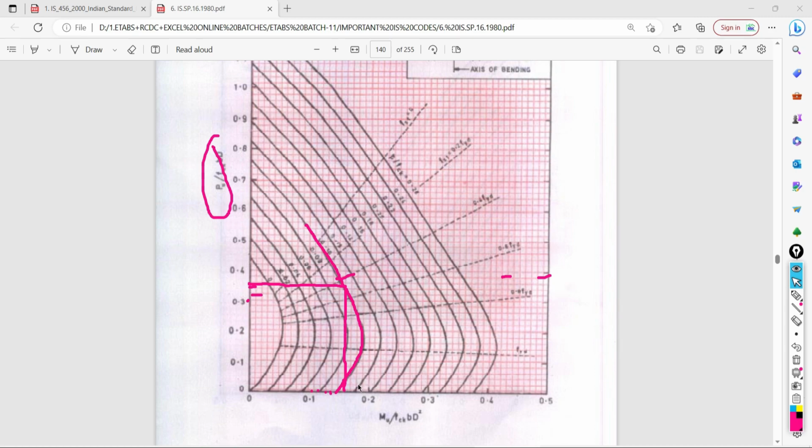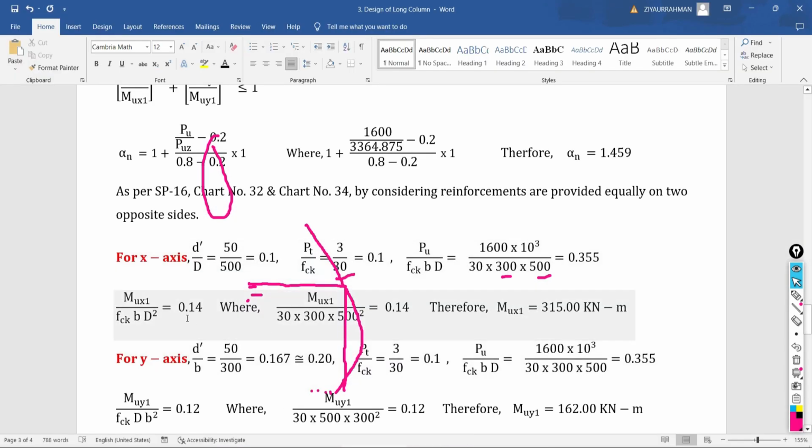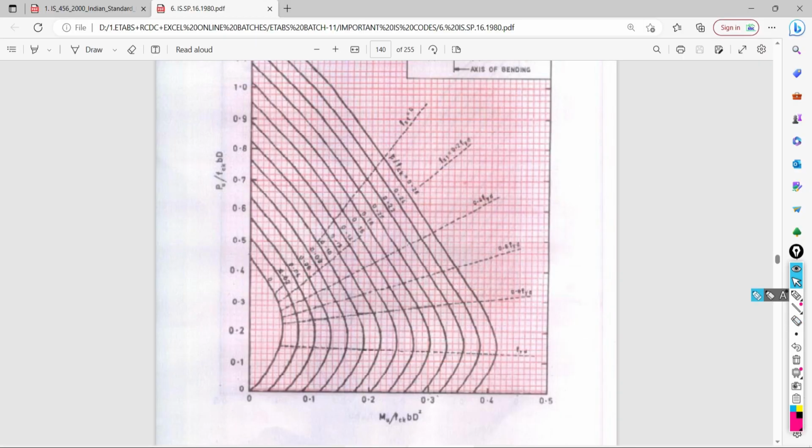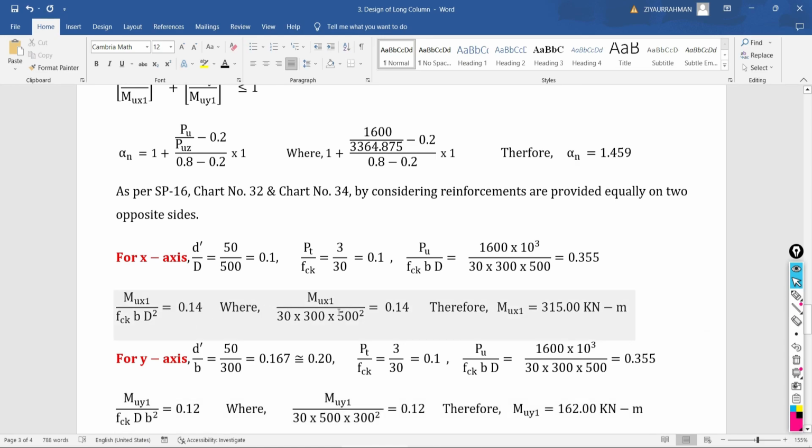It is an approximation. So here I am going to take the value as 0.14. So that I am going to put here as 0.14. So after doing the calculation by keeping this value of FCK here, by keeping this value of B as 300, by keeping this value of overall depth as 500, and this ratio we are getting 0.15 from the chart. So finally we are getting the resisting capacity of the section as 315 kilonewton meter.